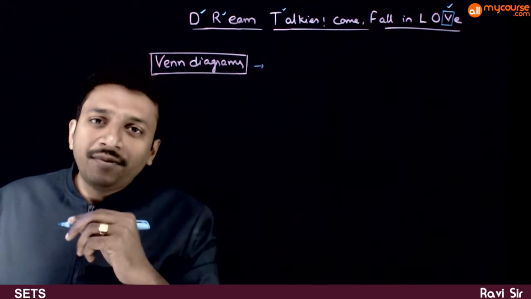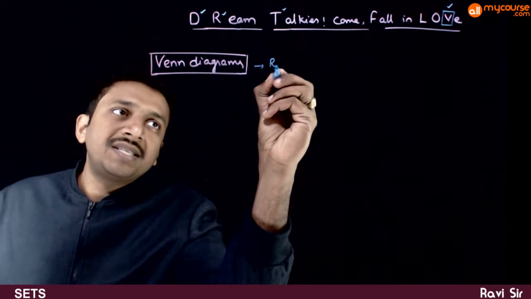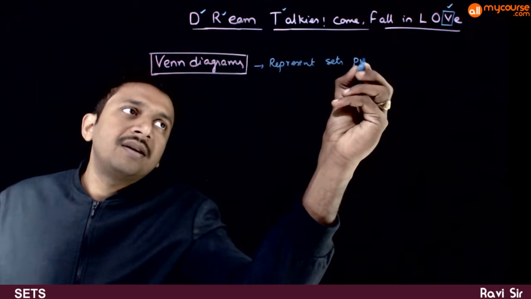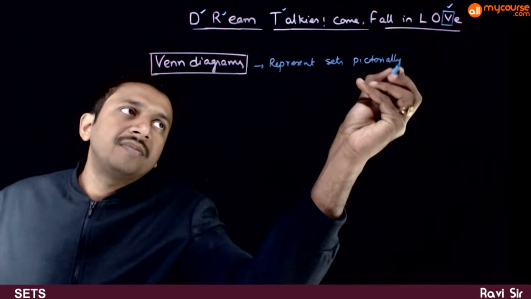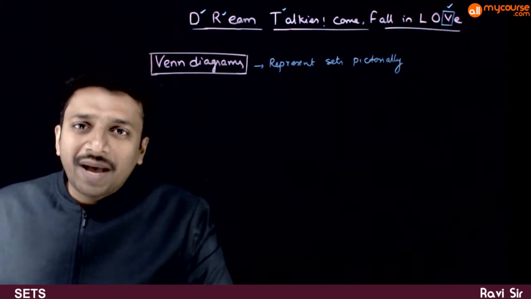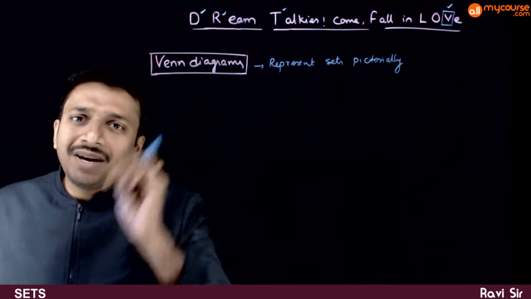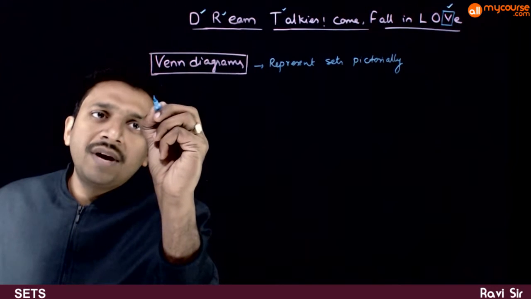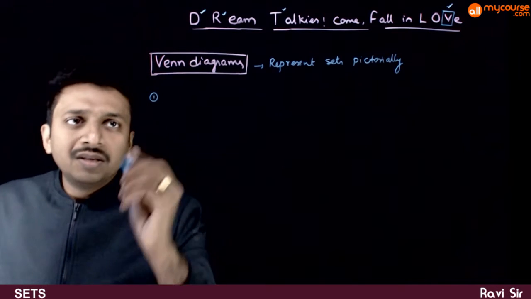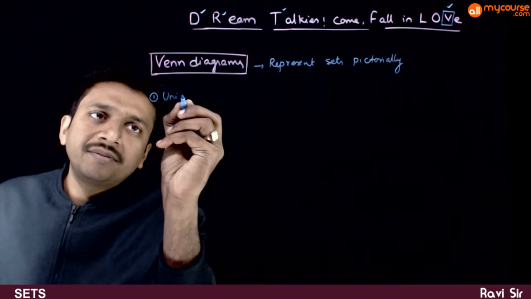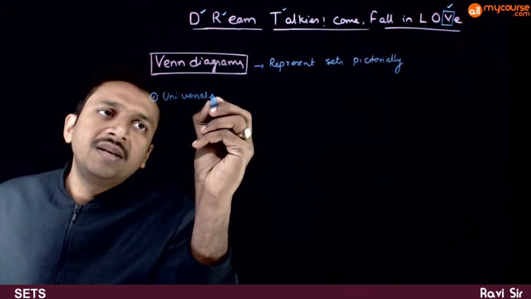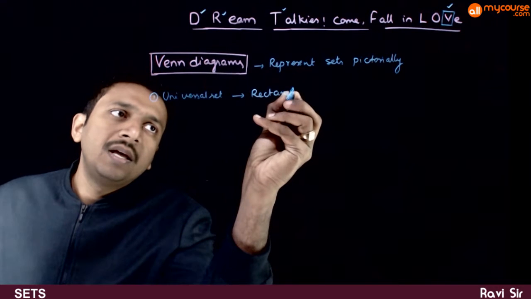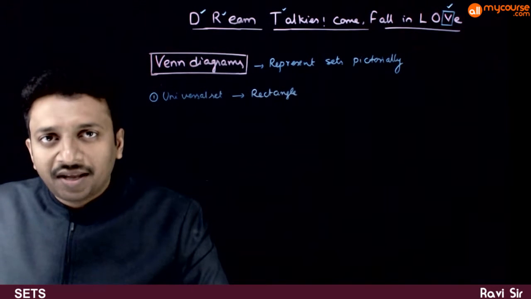Venn diagrams are a way in which we can represent sets pictorially. Venn is the name of a mathematician. Euler and Venn combinedly gave these diagrams. So what do we do in Venn diagrams? In Venn diagrams, you have only two rules. Universal set is represented by a rectangle.